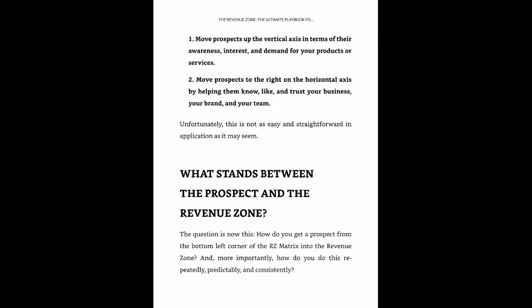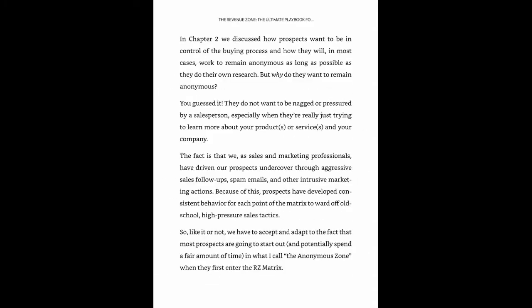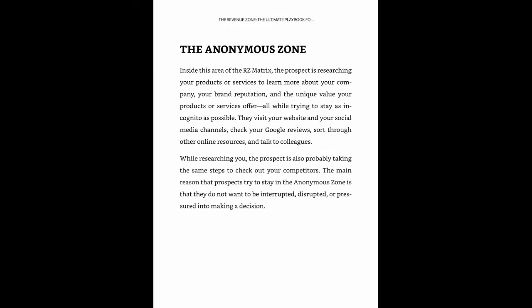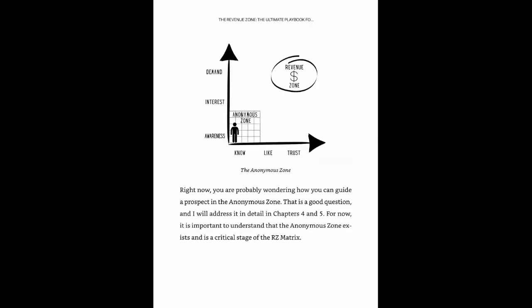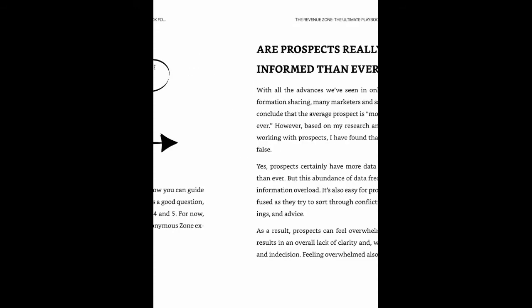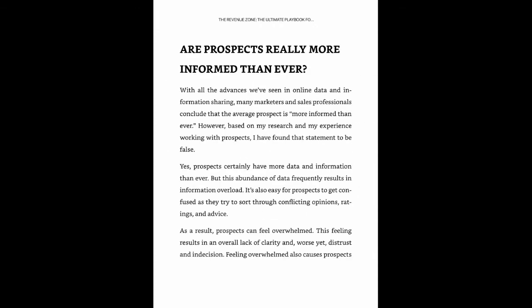But then once we understand the basics of the revenue zone, we have to look at what actually stands between that lower left-hand corner and getting prospects to the revenue zone. The first thing is what we call the anonymous zone. This is an area where prospects more and more want to be totally anonymous. They want to be incognito. They want to do their own research. They don't want to have to deal with a sales representative or a salesperson. They want to do more things on their own. And so there are certain attributes and characteristics of what the prospect is doing in that anonymous zone.